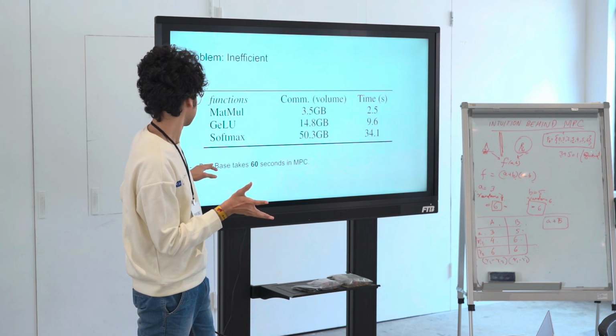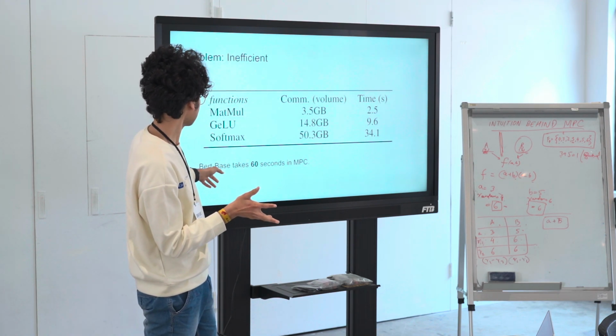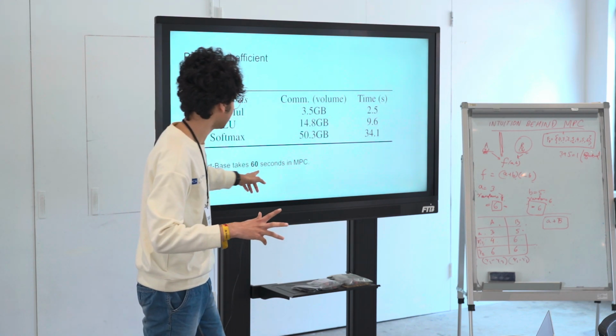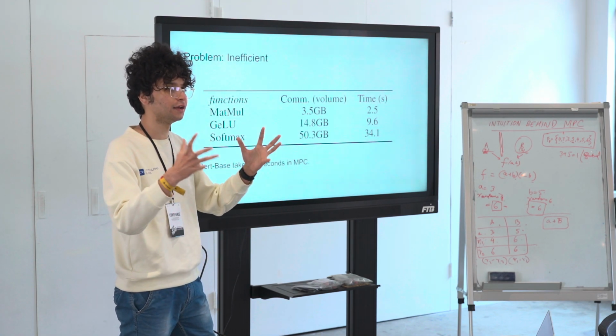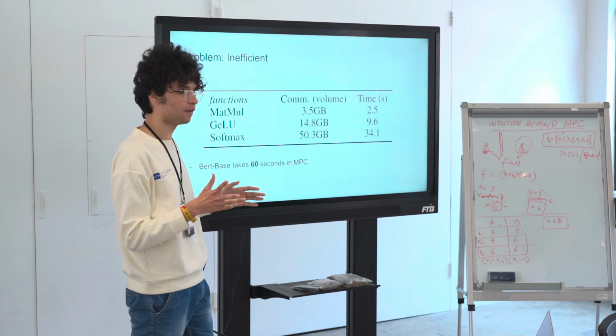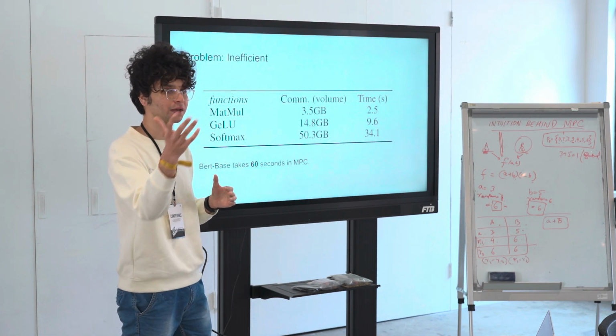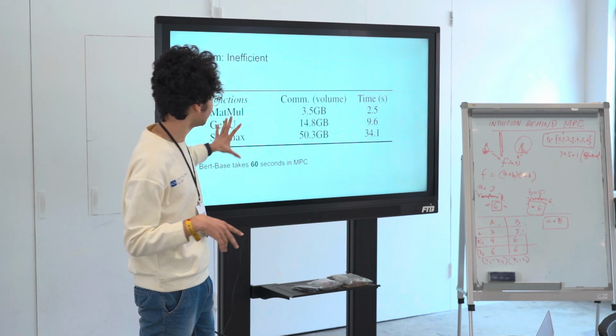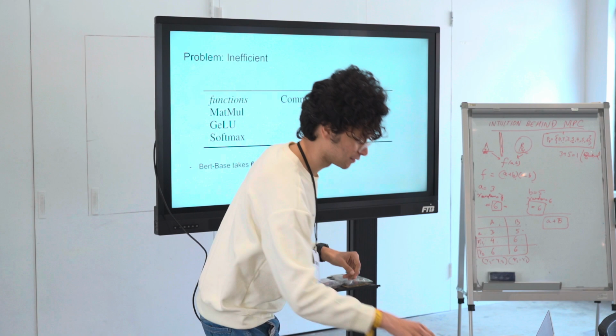So for a normal model, if you just throw a normal MPC tool at it, it will take over 60 seconds to run an inference, which is terrible, right? With something like OpenAI, you're expected to get the result back in under a second. So we need to optimize this in some ways.